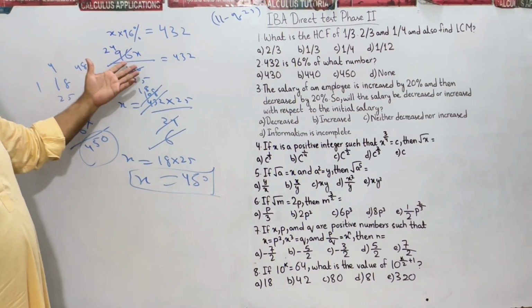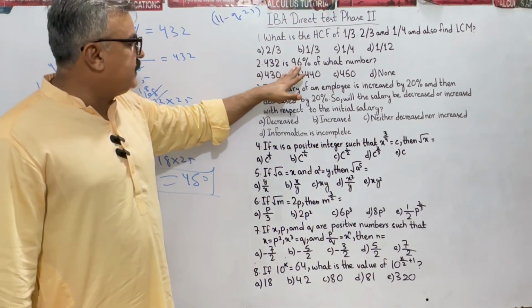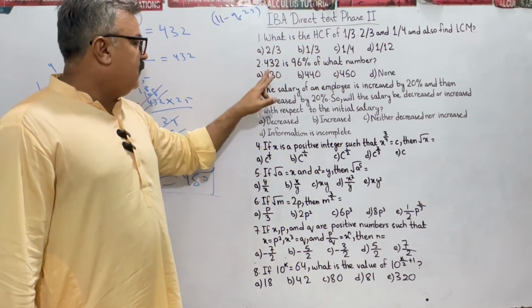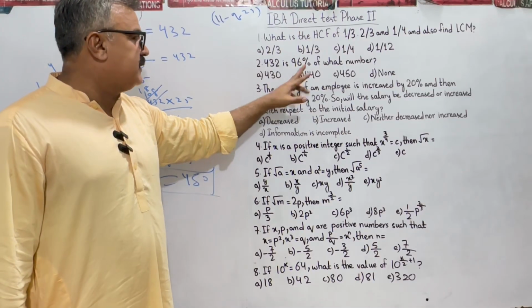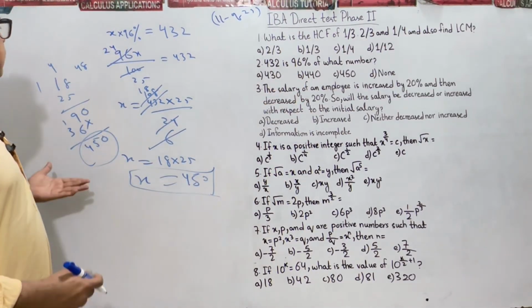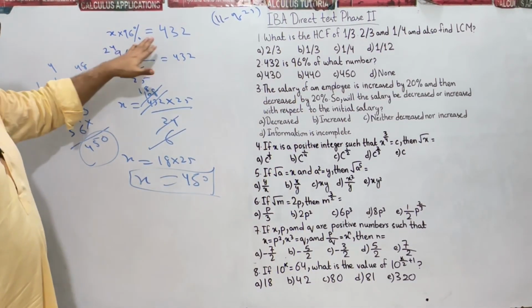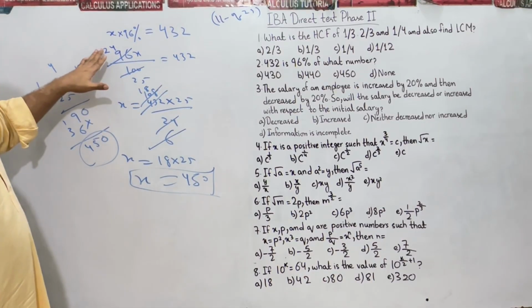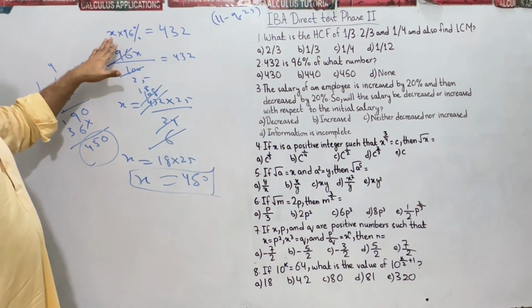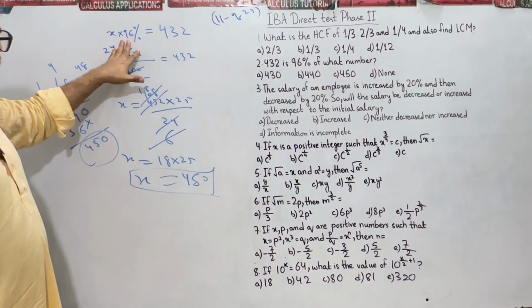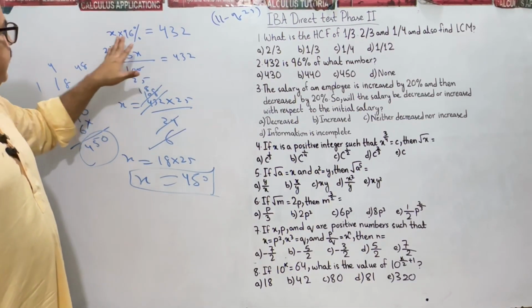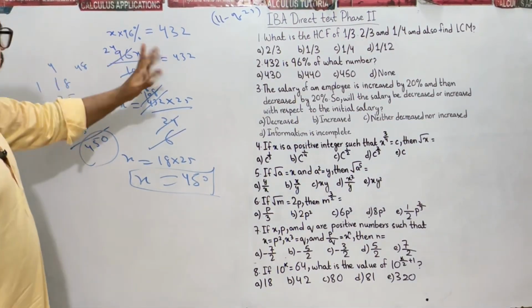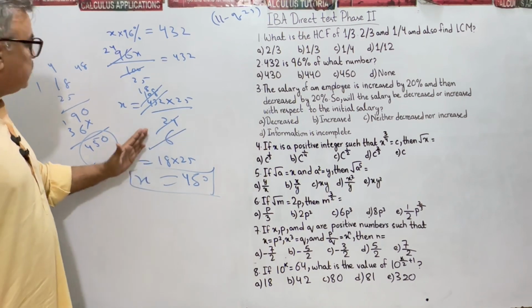432 is 96% of what number? Suppose x is the number whose 96% is 432. Assume x is the number having 96% equal to 432. Then solve for x. It's really very easy.